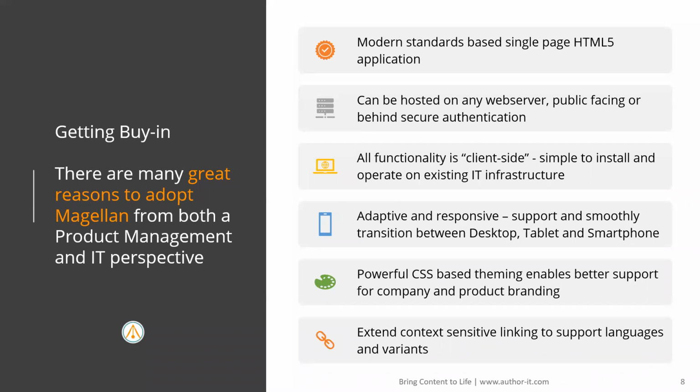The customization in Magellan is much more extensive. So your product management will have a lot more scope for how they deploy and how they brand and theme Magellan to suit their needs. And of course, the context-sensitive linking has now been extended to support languages and content variants. So again, you'll be able to utilize those in your context-sensitive linking that you didn't have before. So lots of great reasons for wanting to move.